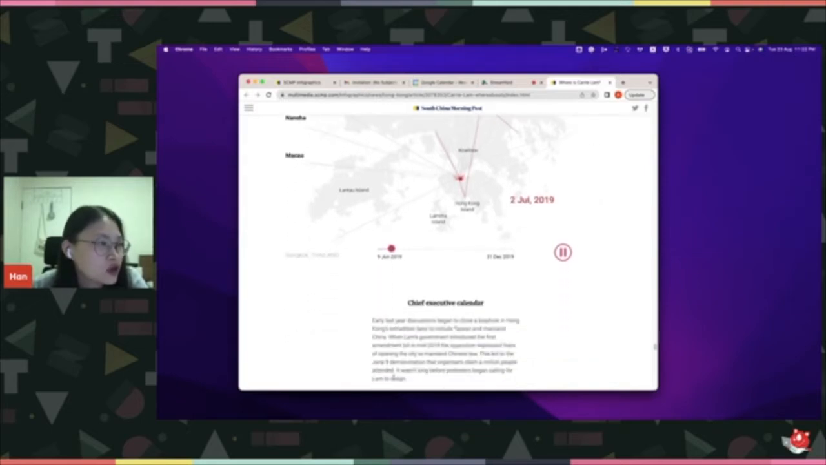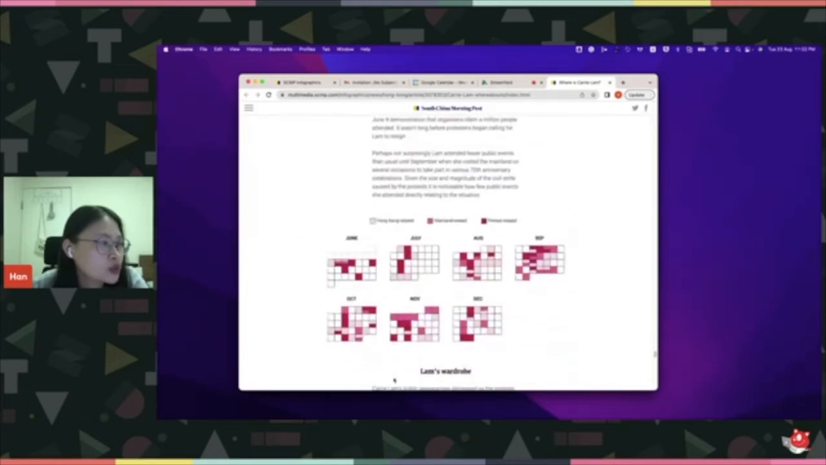And at the end of the video, I also include a little calendar. So it's showing what kind of events she has been attending. I divided them into 3 categories: Hong Kong related, mainland China related, and protest related.